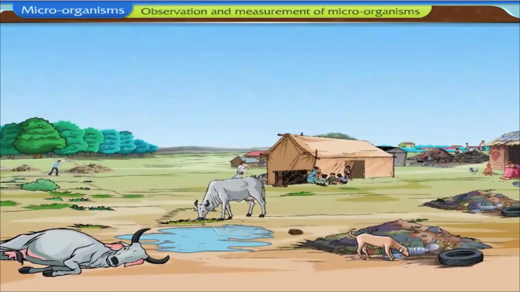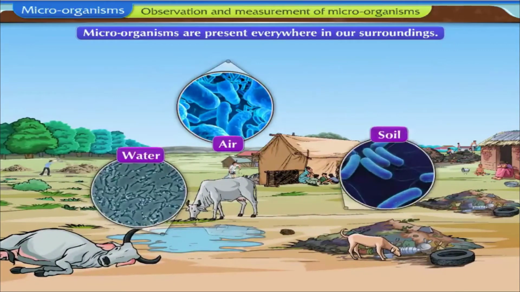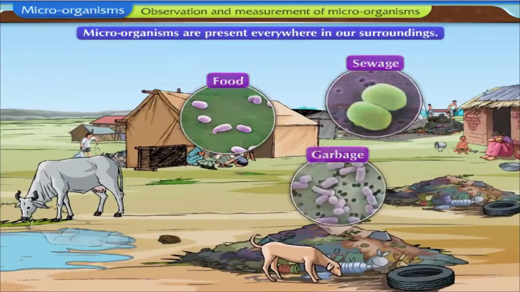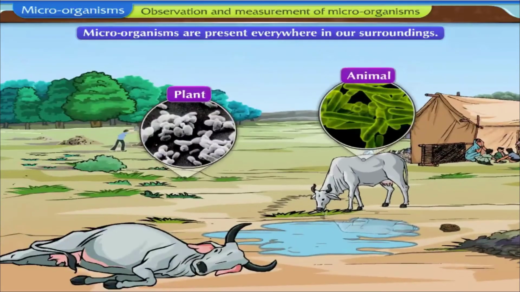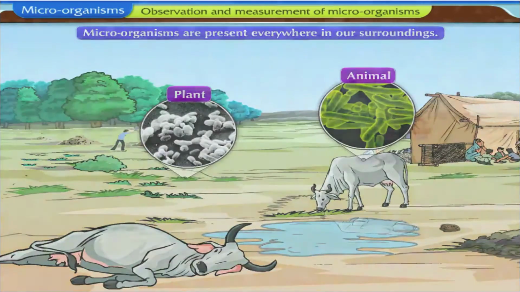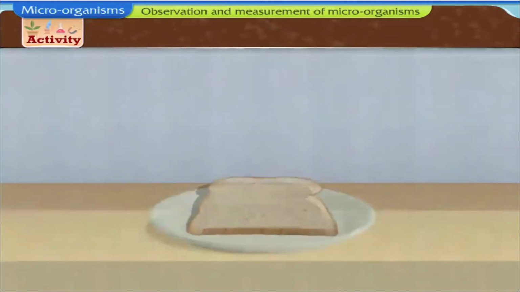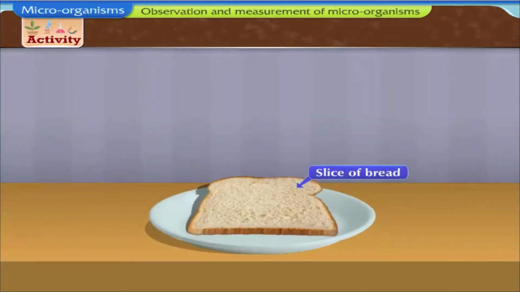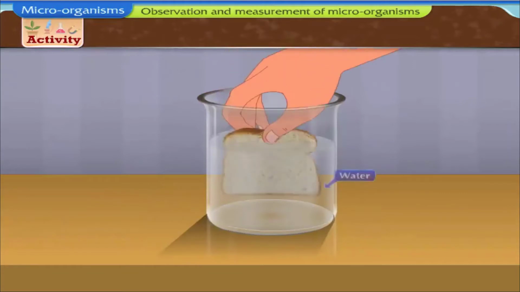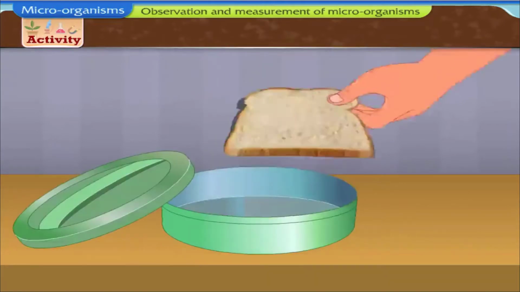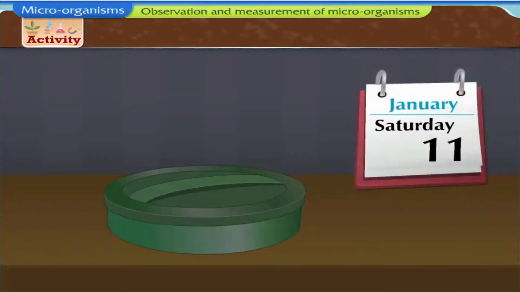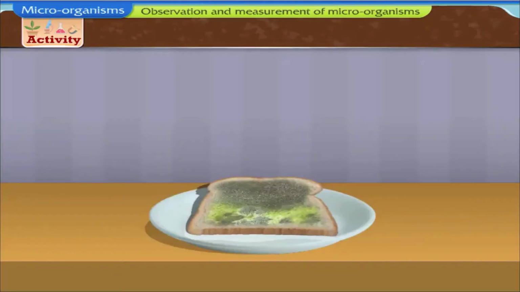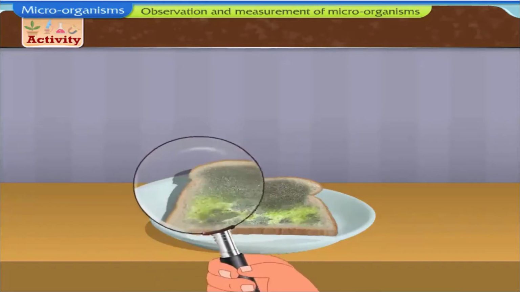Observation and measurement of microorganisms. We know that microorganisms are present everywhere in our surroundings. Come, let us perform some activities to observe few of them. Activity 1. Take a slice of bread. Moisten it with water and keep it in a closed box for about 3 to 4 days. Observe this bread after 3 to 4 days using a magnifying lens.